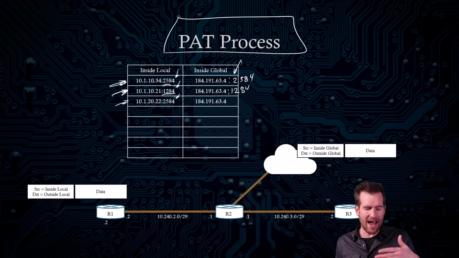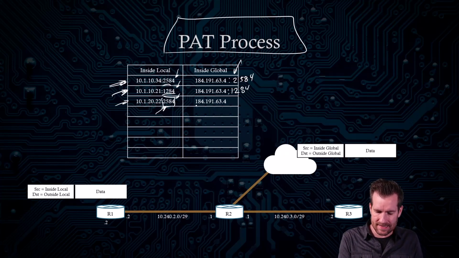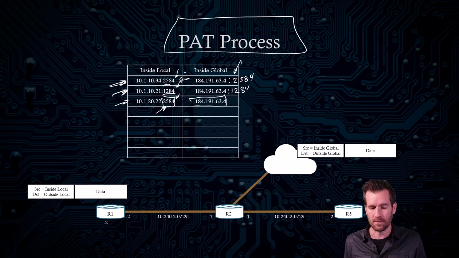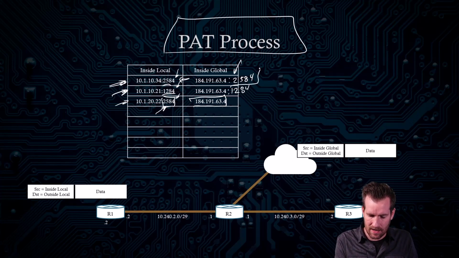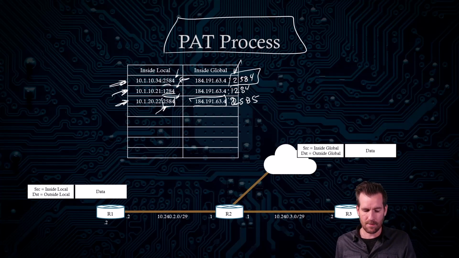Now, the more machines you have, the more chances that you may get a duplicate. So in this example right here, I've got another 2584. Well, it can't reassign it with this IP address and that port, because then it would get confused with this machine right here. So what it has to do is come up with a different port. The process it uses is that within that same port group, it's going to choose the next available one. So in this case, it's going to be 2585. It chooses 2585, and then this machine can get out to the rest of the world as well using that same IP address. So that's the PAT process.